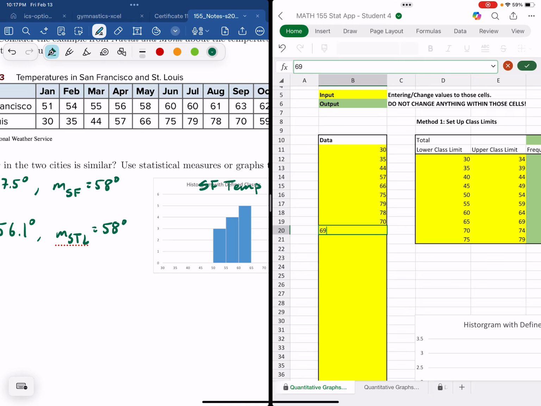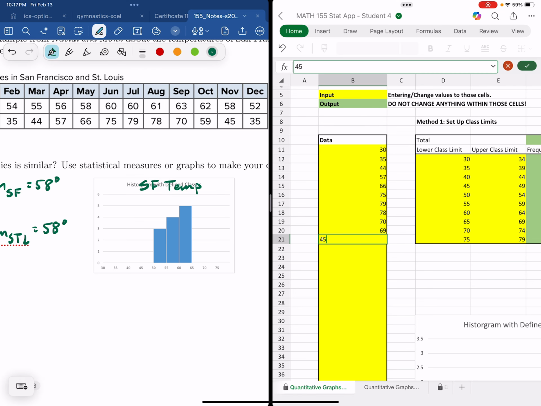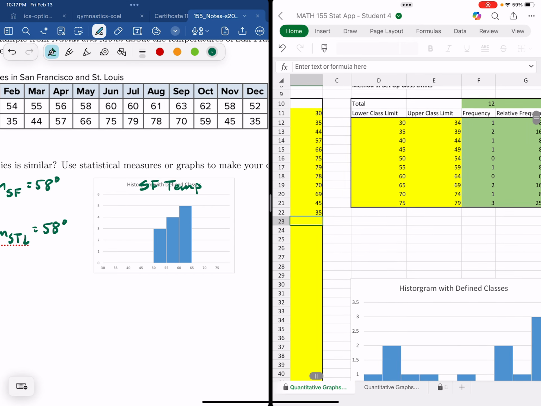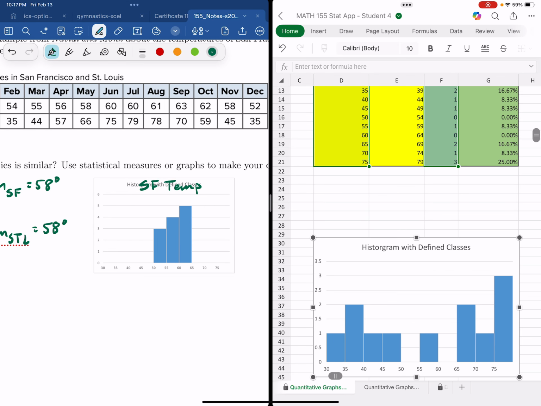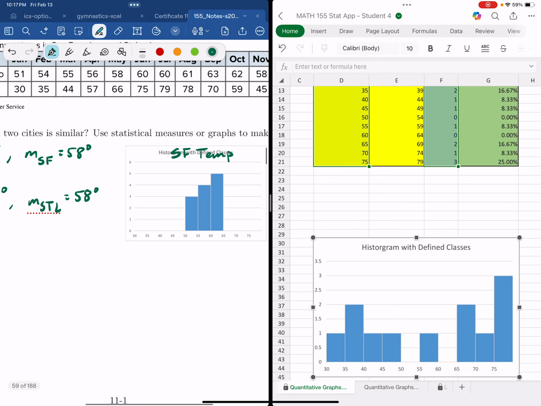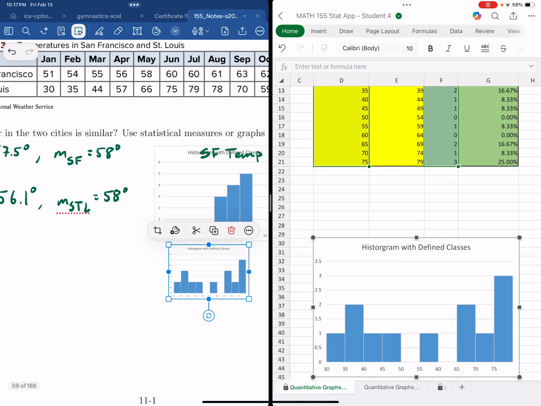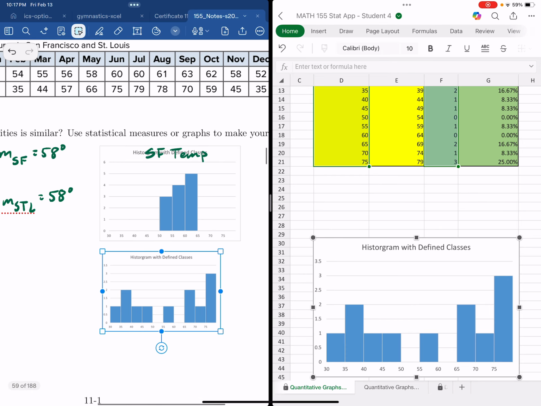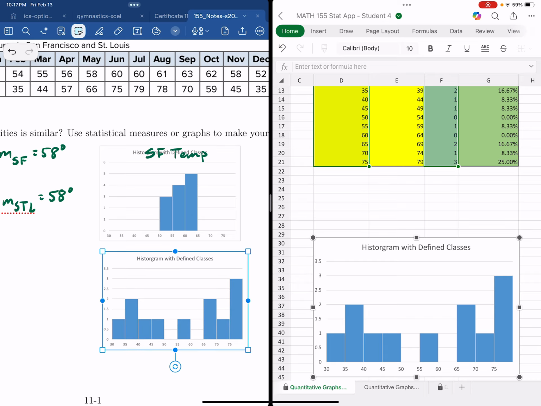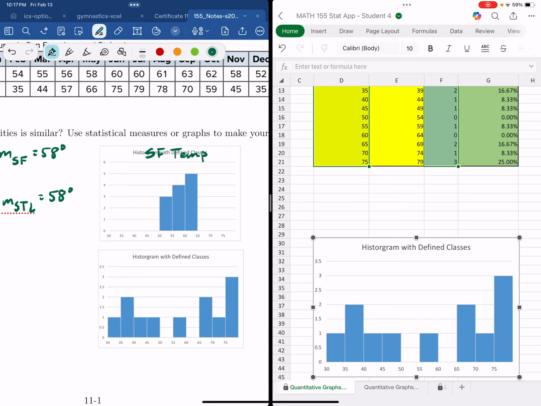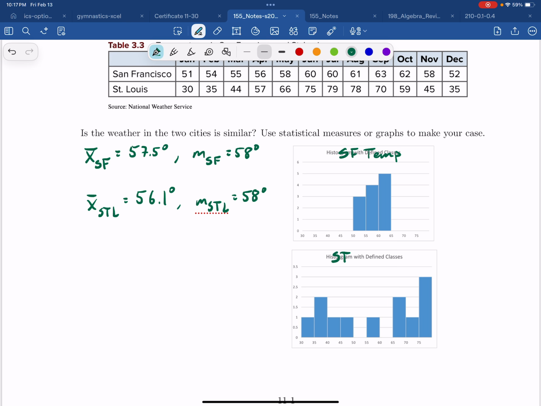And maybe you can see as I'm entering things in that we have a pretty different histogram going on here. Let's copy this and paste it right here. And this we will lovingly label as St. Louis temp. So these graphs are very clearly different, but maybe there's a measure we could use so that we don't have to graph the data.